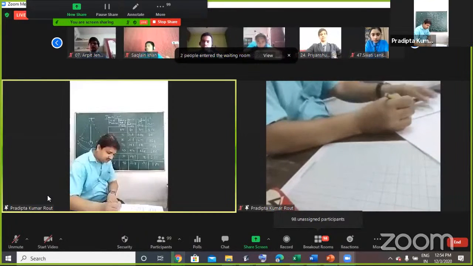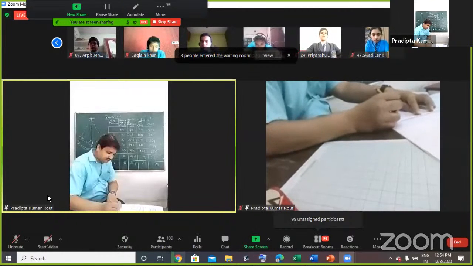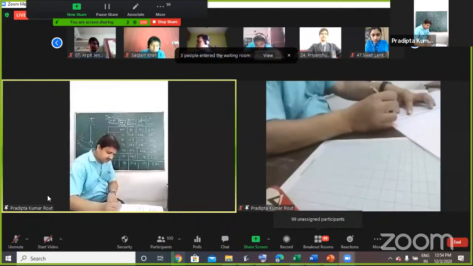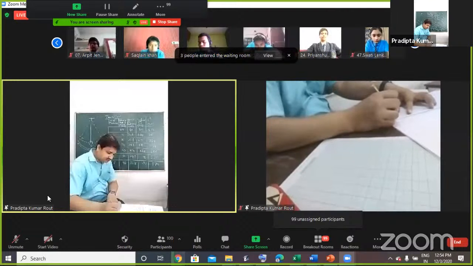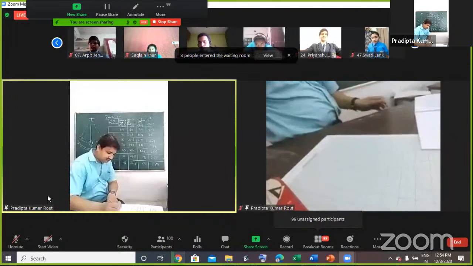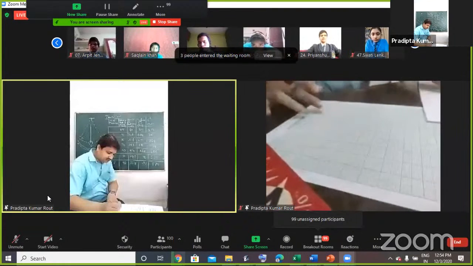T square values: 0, 3.1, 3.24, 2.89, 2.56, 2.25, 1.70. So this is the tabulation completed. Now let's see how to plot the graph.